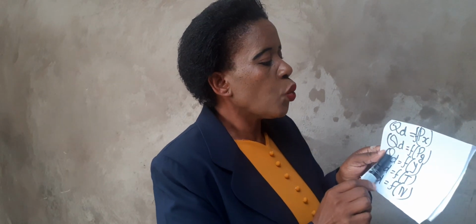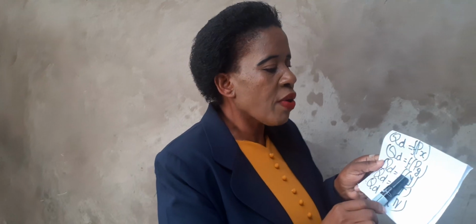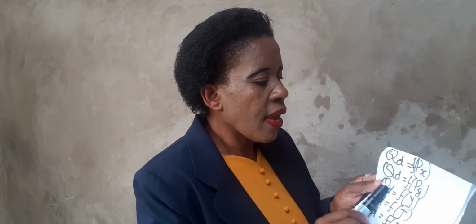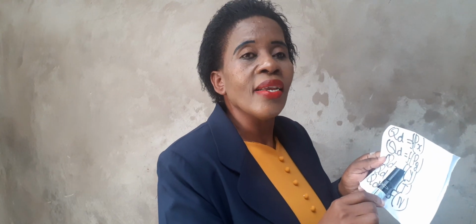Now let's go to a case whereby quantity demanded is a function of the income of consumers. Now what happens? When this is the case, let's say the income of the consumers increases. When the income of consumers increases, it means there will be more demand for goods. More demand means that the demand curve will shift to the right, increasing the quantities of goods that are demanded.